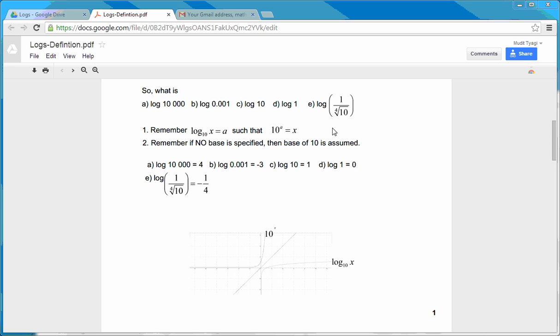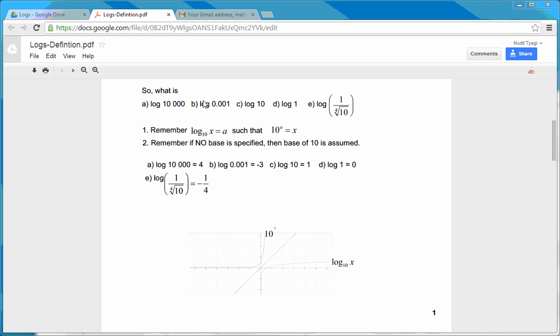Remembering that definition, we ask, what is the power to which we must raise 10 so that we get 10,000? Well, we should raise 10 by the power of 4 in order to get 10,000. So log of 10,000 to base 10 is equal to 4. And also remember that if the base is not specified, you assume that the base is 10. So with that in mind, let's look at the next problem.